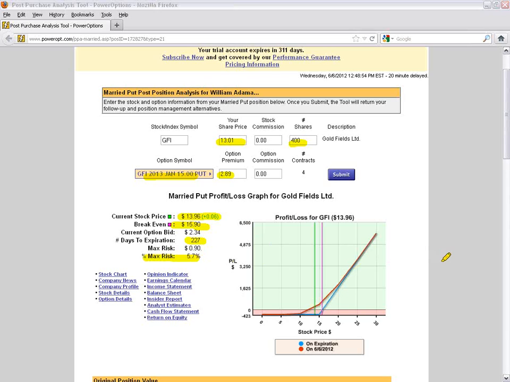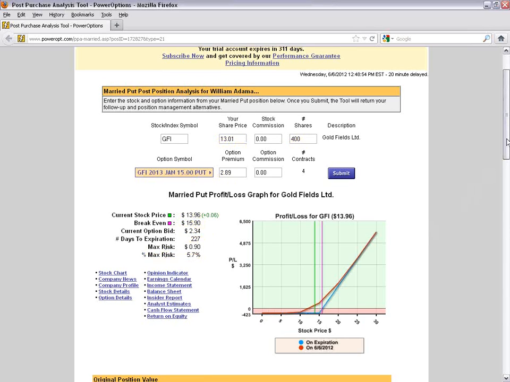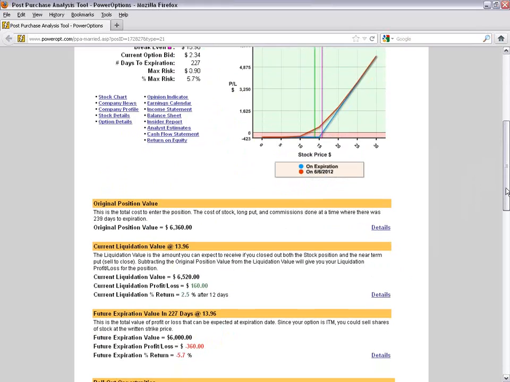Again, if the three conditions are met, if the stock's trading below $15 on January expiration and we've made no adjustments, so if I hold the position all the way to January expiration, we make no adjustments, and the stock's trading below $15, we'll realize that 5.7% maximum loss in the position. Now as I scroll down here, we have a little bit more to the view that we saw on the portfolio page. My original position price, the 400 shares and the 4 puts, put us at 6,360.